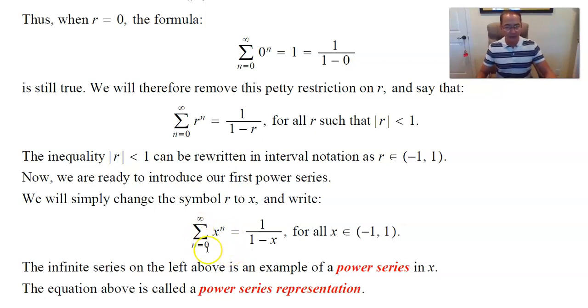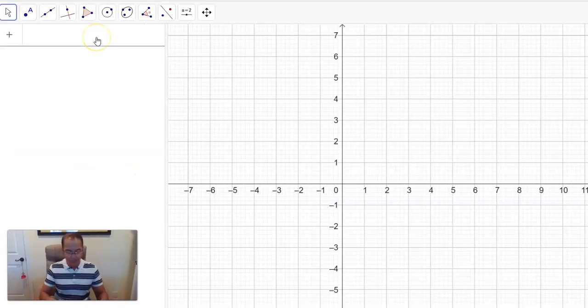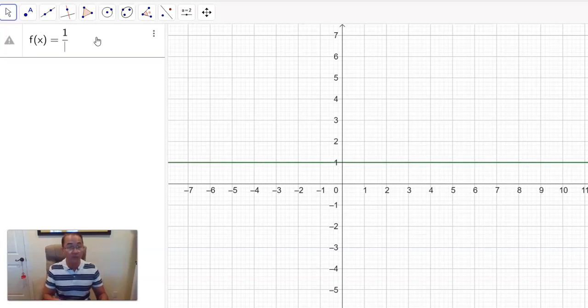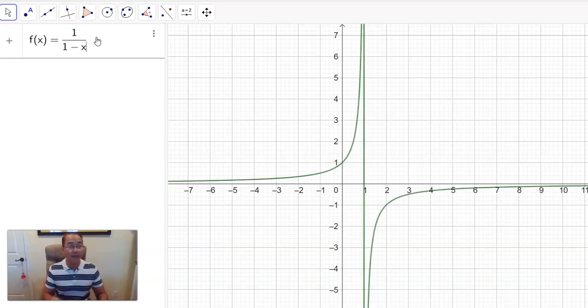So on the left side, we have this power series in x. On the right side, well, this is just a function, 1 over 1 minus x. And in fact, we know what this function looks like. We are back in GeoGebra. So we have a function, f of x equals 1 over 1 minus x.